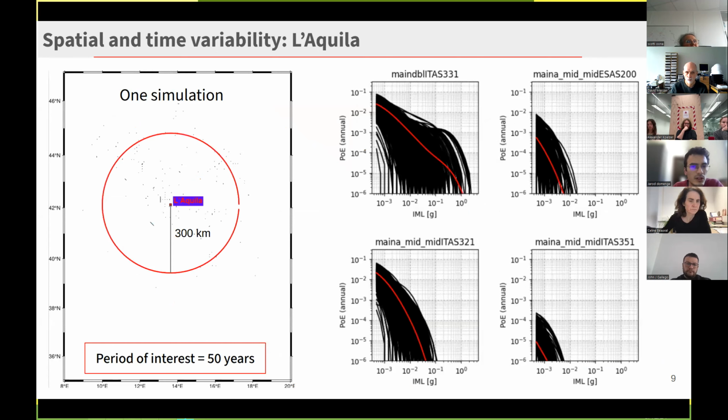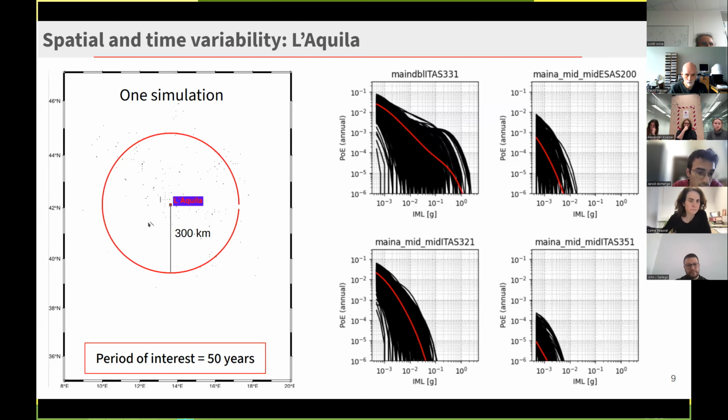And now if we look at the variability in space, but also in time, because here we did it for time and the spatial variability. So this time is for L'Aquila. So here we made 910 simulations, and we also took a period of interest of 50 years. And we have an integration distance of 300 kilometers. So this is the stochastic rupture pattern for only one simulation.